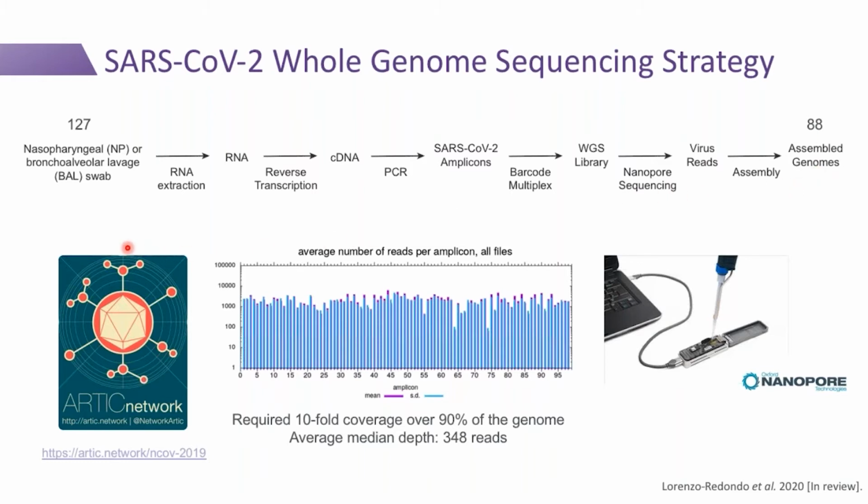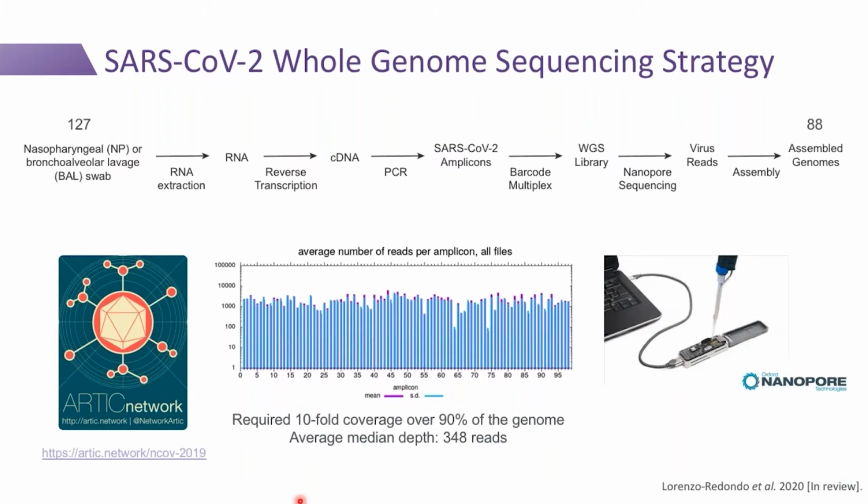The protocol we used was adopted from the Arctic Network's original protocol that was reported fairly early in the epidemic. We are achieving nice reads across the entire sequence. For us to consider a sequence whole, we required at least 10-fold coverage over 90% of the genome, and we were able to achieve median read depths of about 348 reads per amplicon. Because the genome is so large, you need roughly 200 amplicons to cover the entire thing, each amplicon being an average of 400 base pairs long.